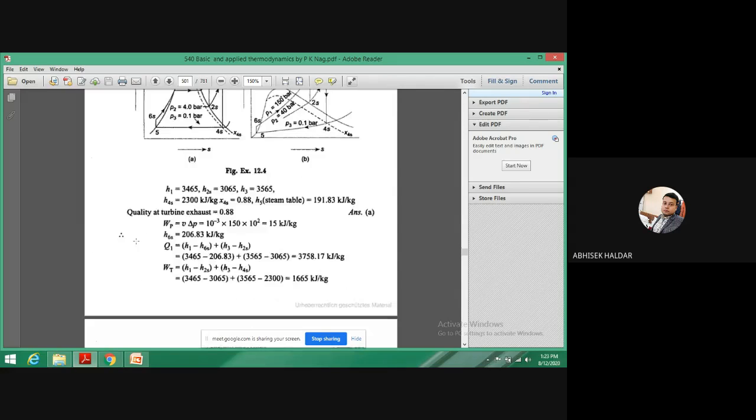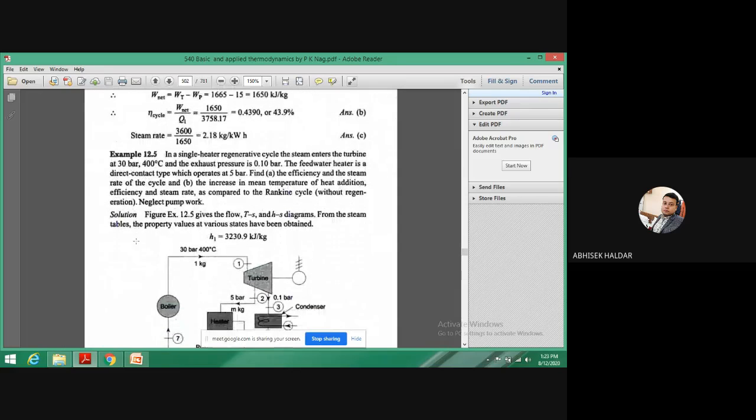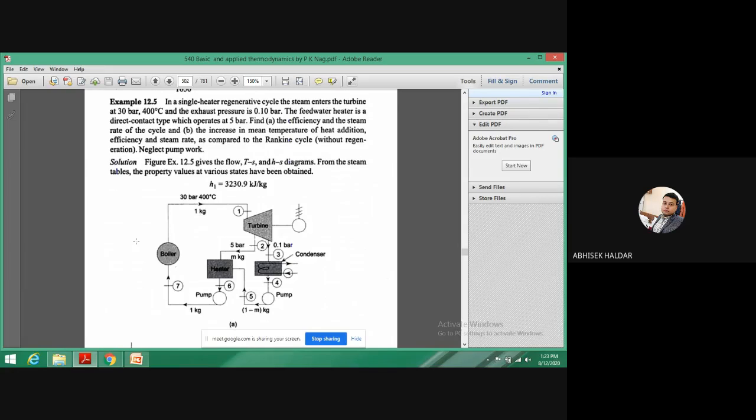Taking one example from the regenerative cycle, I'll show you one problem from your binary vapor cycle also. I don't know whether you have solved this type of problem in detail in your third semester or not. You may have forgotten at this point of time, but the concept of regeneration is there. Before starting the problem, is there any doubt regarding the concept of regeneration? If there is any doubt, tell me.